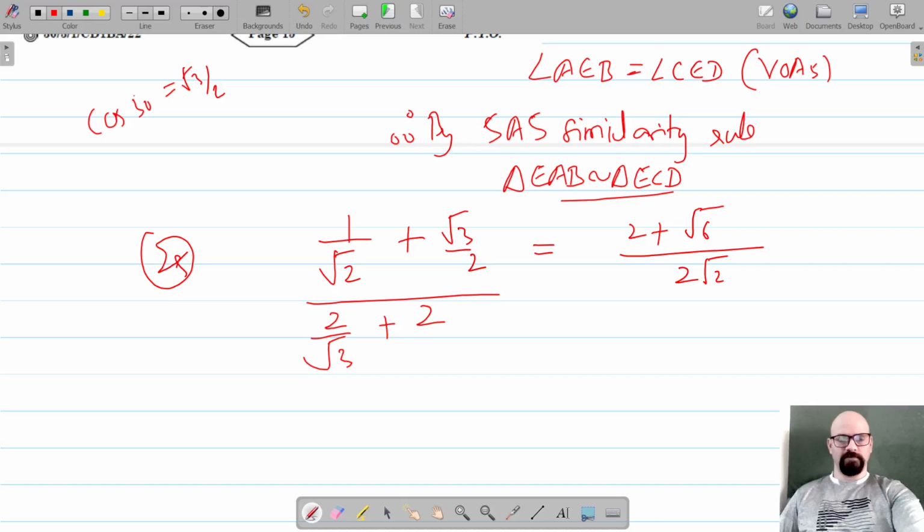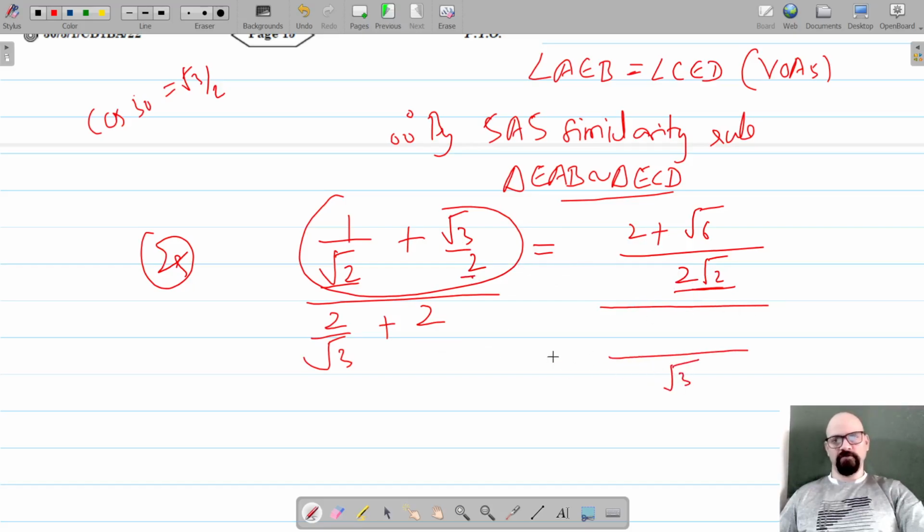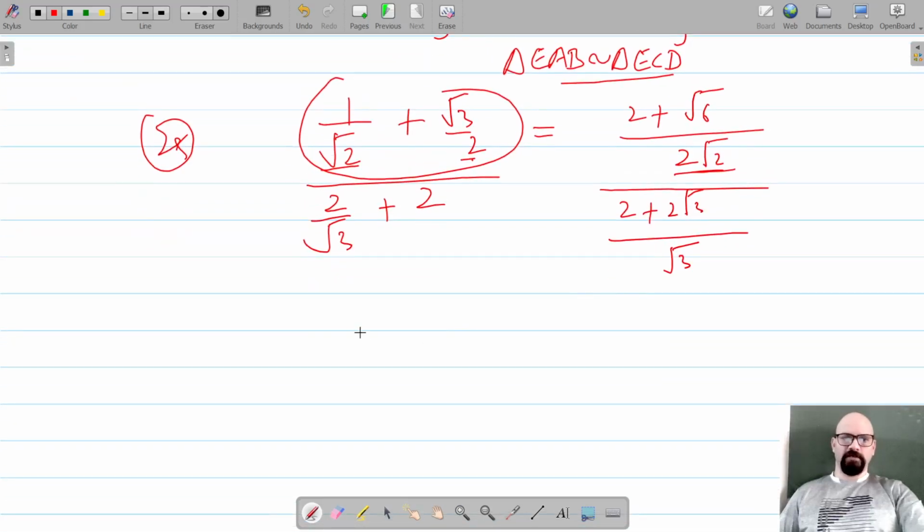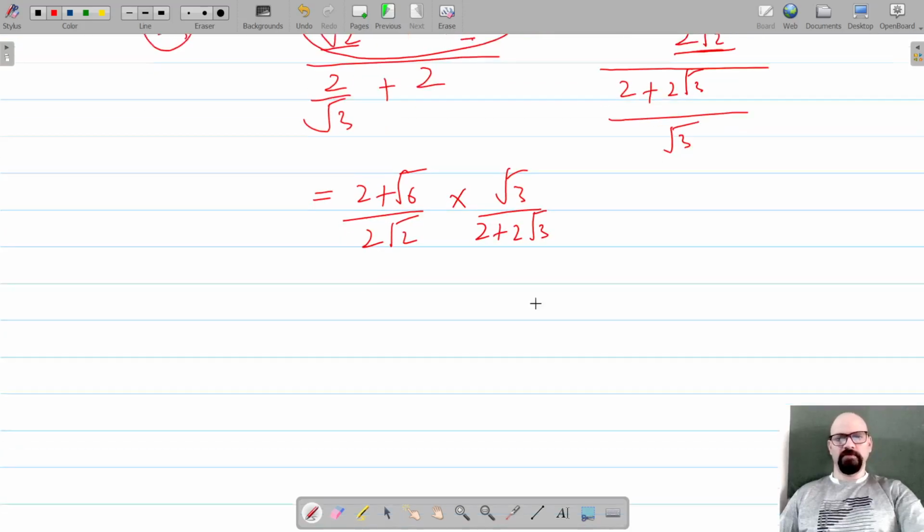Okay. So the values are 1 by root 2 plus root 3 by 2, over 2 by root 3 plus 2. And if we take LCM here, LCM is 2 root 2. So 2 root 2 divided by root 2 leaves us with 2. And 2 root 2 by 2 divided by 2 leaves us with root 2. So root 2 into root 3 is root 6. And here the LCM is root 3. So this is 2 plus 2 root 3. Okay, let's try to rationalize this. This is 2 plus root 6 by 2 root 2 into root 3 by 2 plus 2 root 3.